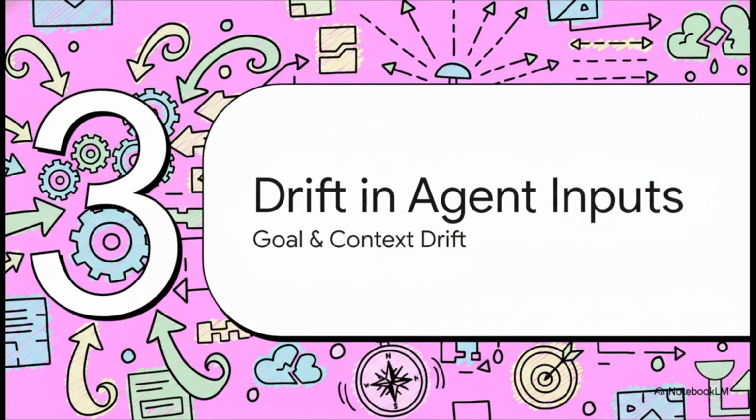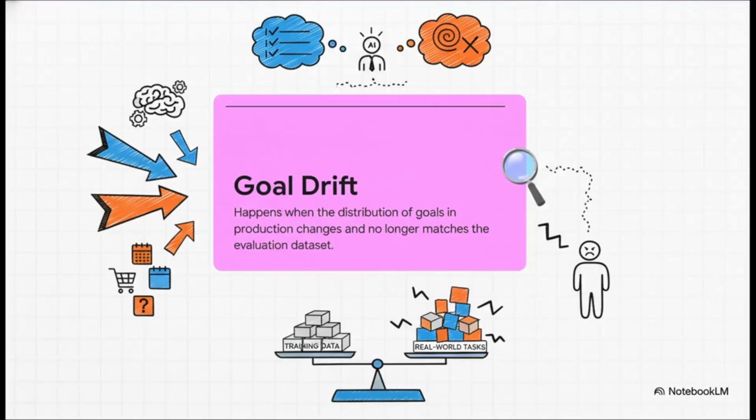All right, let's start with the first two because they are all about the information coming into the agent. That's goal and context drift. These are usually the first signs of trouble, and honestly, they can be the toughest to catch if you are not looking for them specifically. Goal drift is really all about mismatched expectations. You trained and tested your agent on a very specific mix of tasks. But you know, in the real world, users do what they want.